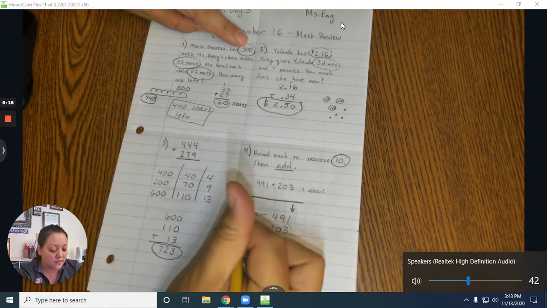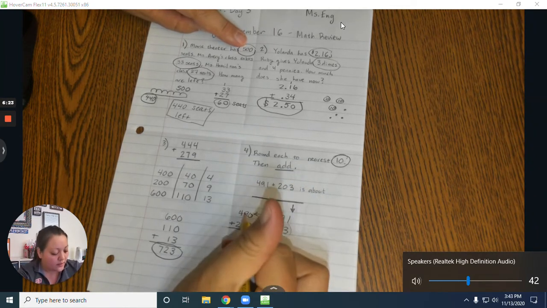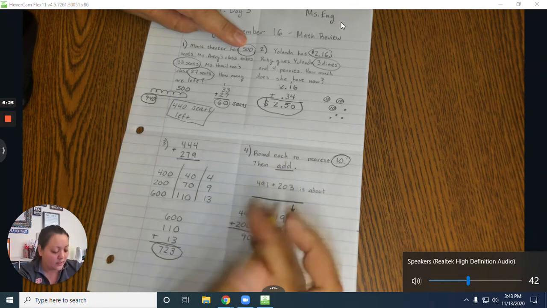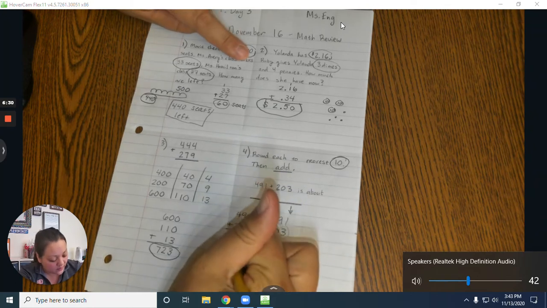And then, this is the second step, then we are adding. So 0 plus 0 is 0, 9 plus 0 is 9, and 4 plus 2, or 400 plus 200, is 6, so it is about 690.